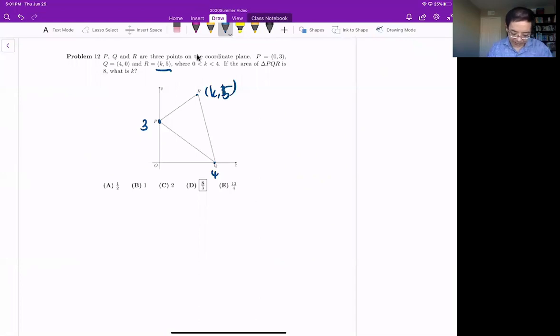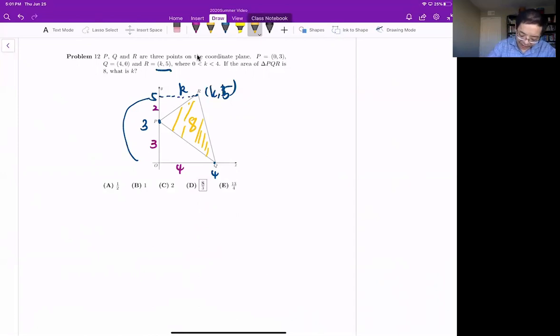Now let's look at this. K is the x coordinate, which means this one is K. And this is 5, so this is 5, right? So we get this is 2, this is 3, and this is 4. Here it says the area of this one is 8. So the area of this is 8. From here we are able to establish an equation of K.